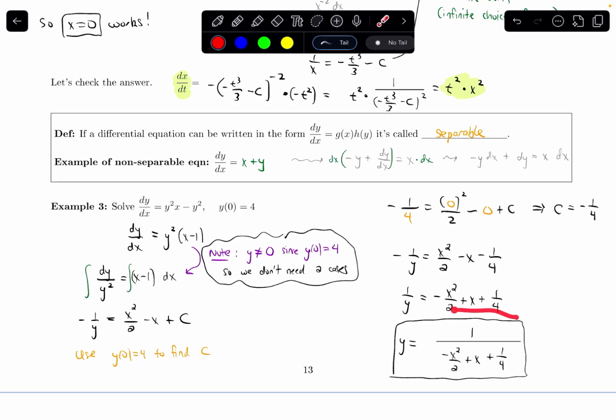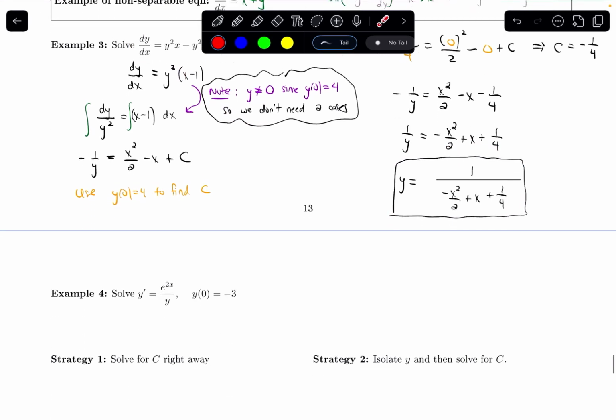I won't check this one and whether it works or not. I'd encourage you to do that for practice to see, if you were to plug it back in, is it going to satisfy this? But it turns out it does. All right, so let's take a look at another example.